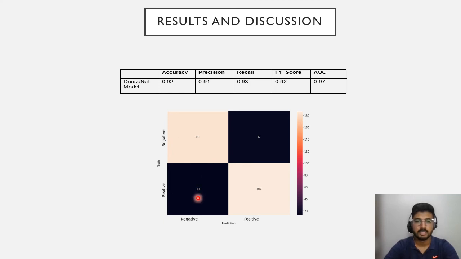So in this process, 13 is the value of concern here, because 13 COVID positive patients were classified as negative. So going forward, we want to reduce this number, and hence increase our overall recall value.